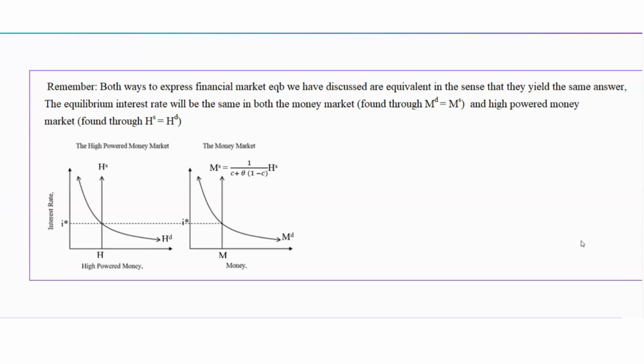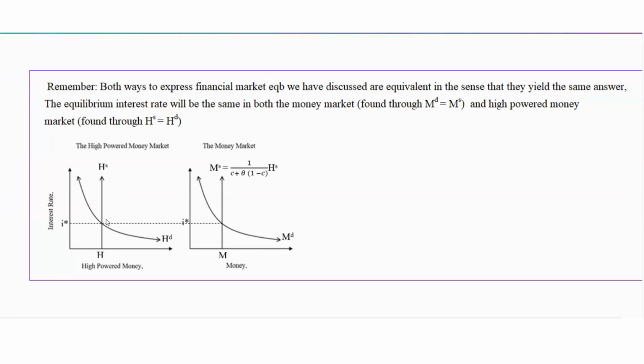We were looking at the case where we have a central bank plus a banking sector. In that case, we saw how we can express financial market equilibrium in two equivalent ways. One, where demand for central bank money HD is equal to supply of central bank money HS. The other equivalent way to express financial market equilibrium would be where overall money demand MD is equal to overall money supply MS, which we saw is equal to the money multiplier times supply of central bank money.